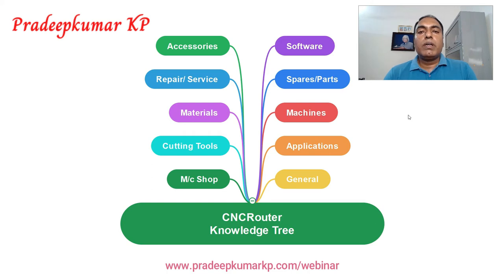Then also we can machine stone, graphite, gold, silver, copper, ceramics. There are n number of materials we can work with on a CNC router machine. So the knowledge of the materials is also very important.